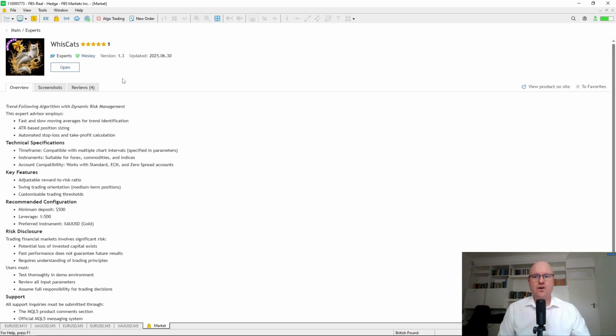So once you've opened your MetaTrader 5, you can head over to the marketplace and simply download it directly to your terminal.